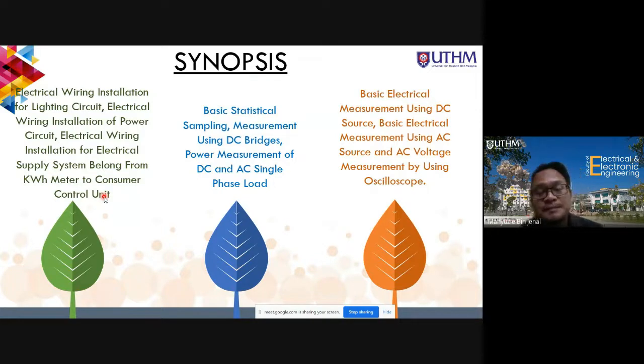Then the second one is the measurement lab, where we have our basic statistical sampling exercise. We have a number of resistors, let's say up to 30 pieces. Out of the 30 pieces, you are going to do certain steps of sampling. We have another two or three subsets consisting of probably 10 pieces, 15 pieces, or even 20 pieces. From there, you must be able to measure the ohm value, and then put them into the same category or group of value.